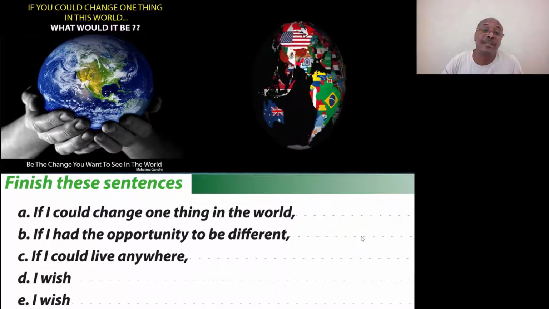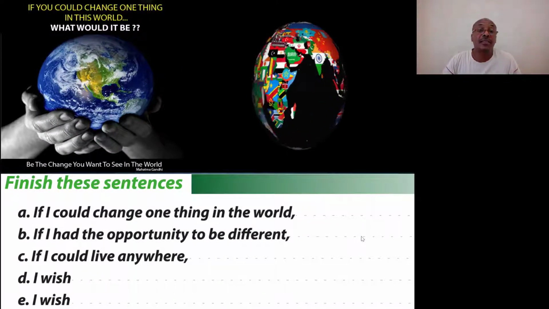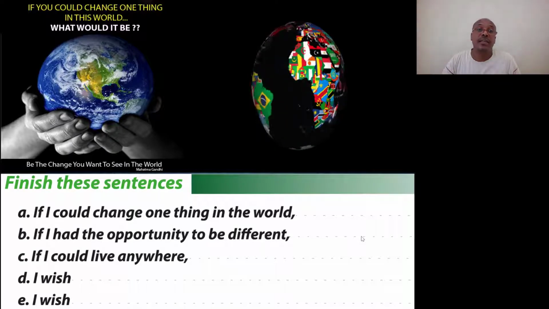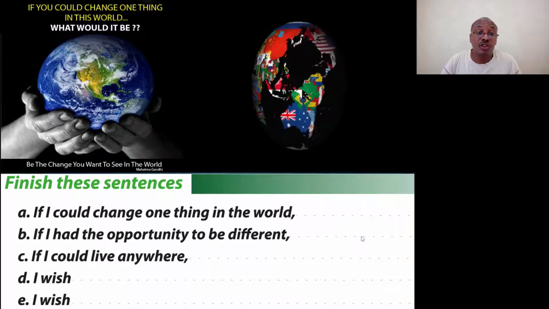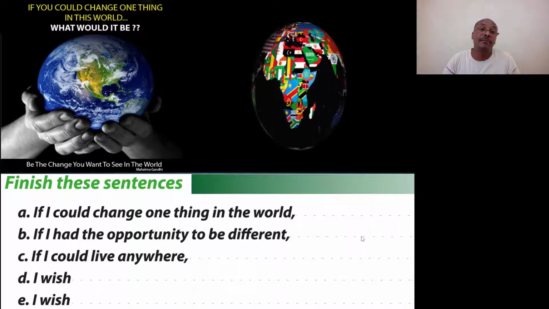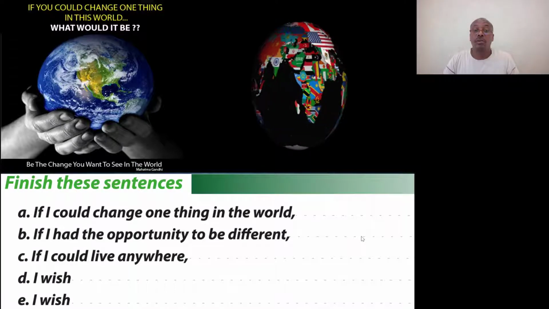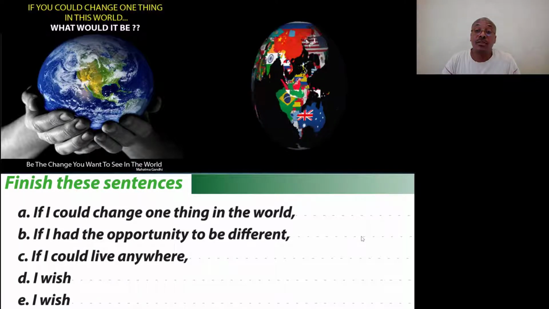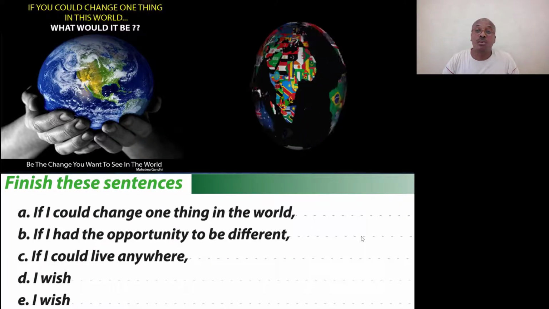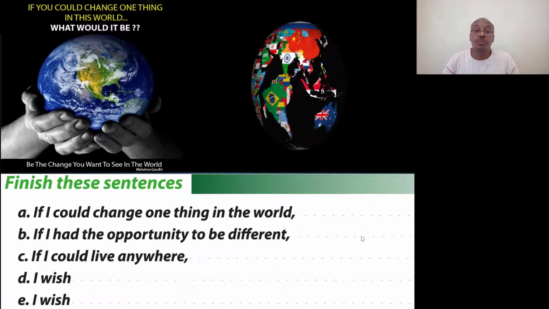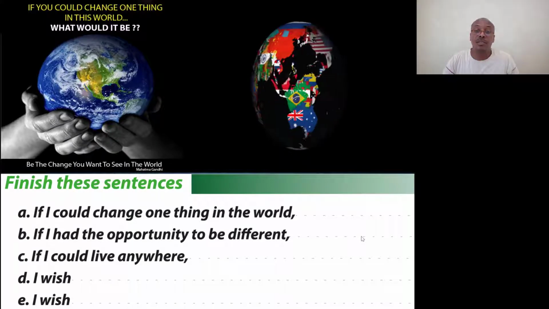Well, now let's finish these sentences to practice the grammar of our lesson. So, if you could change one thing in this world, what would it be? Just be the change you want to see in the world, right? So, if I could change one thing in the world, what would it be? If I had the opportunity to be different, what would you be? If I could live anywhere, and take a look at the globe and pick a place, go ahead, tell us two of your wishes.